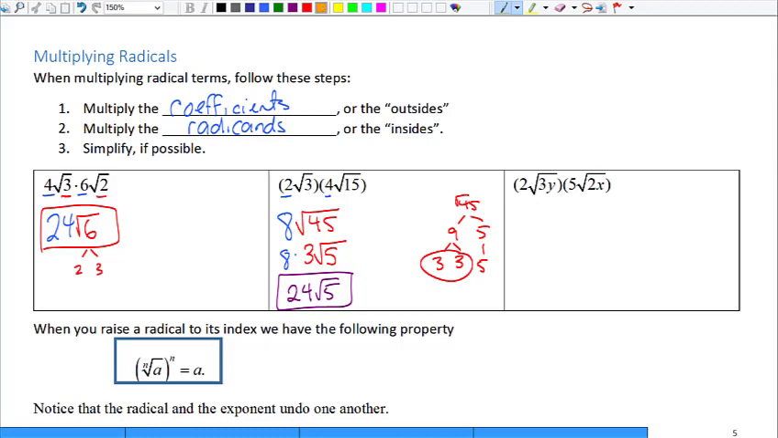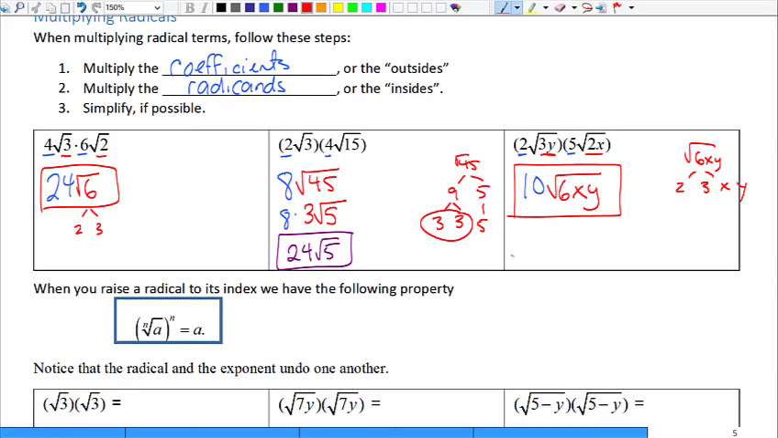One more example. We're going to multiply the outside coefficients. That's the 2 times the 5, and that gets us 10. Then you're going to multiply the inside radicands and leave them inside. 3y times 2x is 6xy. If 6xy can reduce, which is 2 times 3 times x times y, there are no pairs, so in this case I can't reduce anymore. So multiplying radicals is as simple as that.